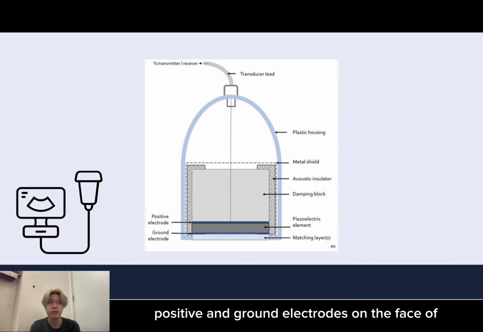Secondly, positive and ground electrodes on the face of the piezoelectric element allow for electrical connection. The positive electrode is placed on the back of the element and supplies an electric current to the piezoelectric element so that it vibrates and generates ultrasound waves. This process is known as the piezoelectric effect.